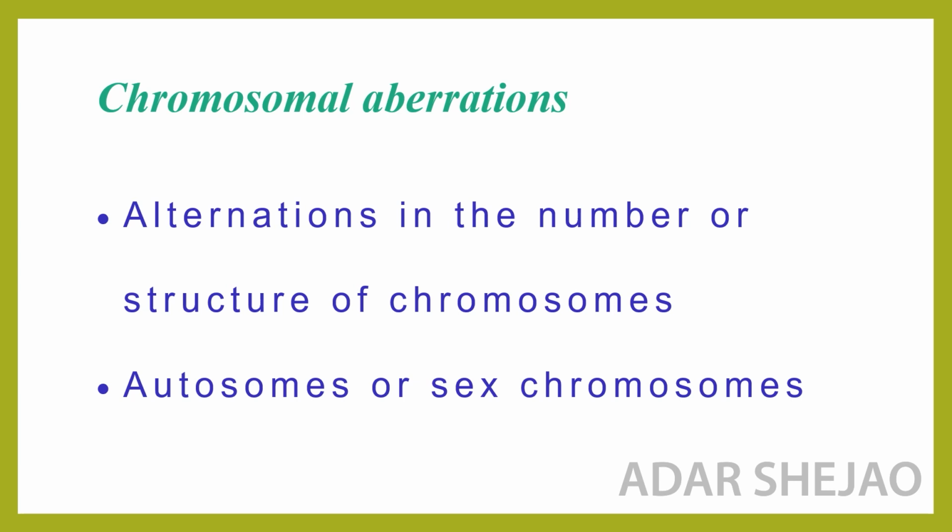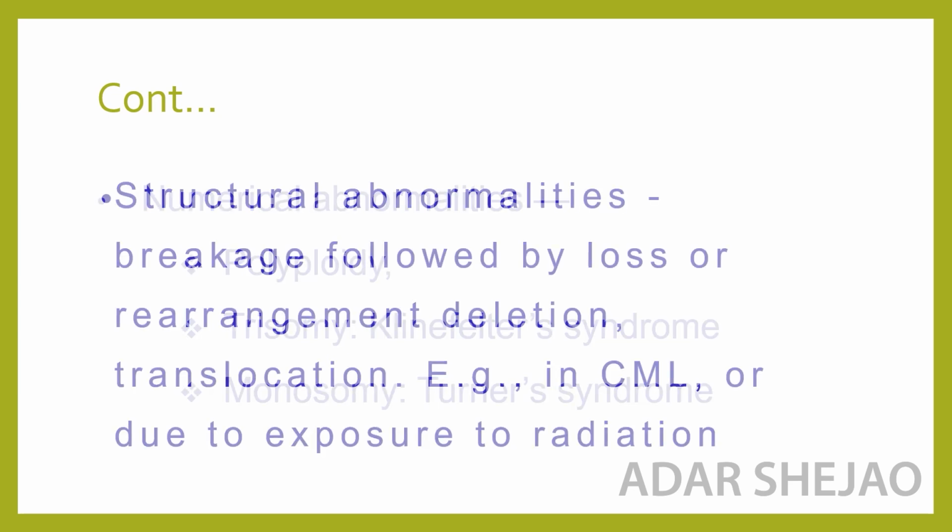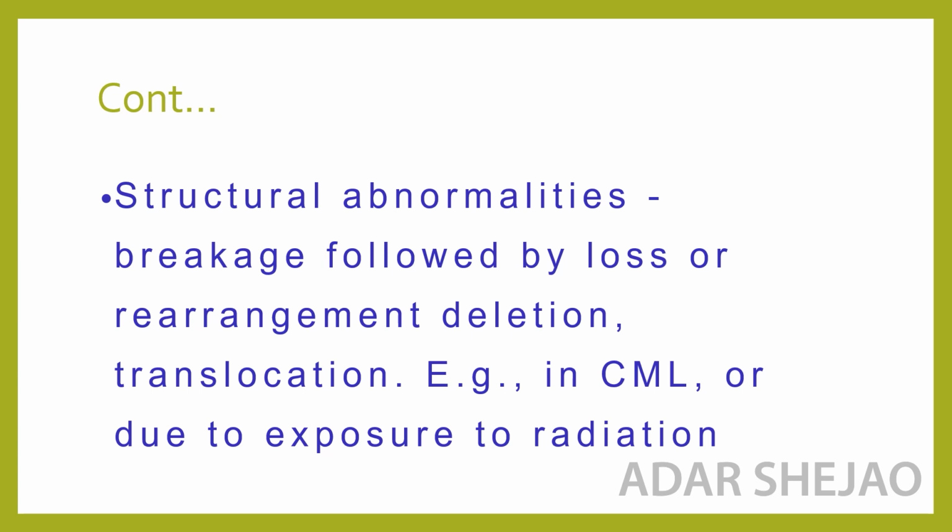Chromosomal aberrations. Alterations in the number or structure of chromosomes, in autosomes or sex chromosomes. Numerical abnormalities: polyploidy, trisomy, Klinefelter's syndrome, monosomy, Turner's syndrome. Structural abnormalities: breakage followed by loss or rearrangement, deletion, translocation. E.g., in CML, or due to exposure to radiation.